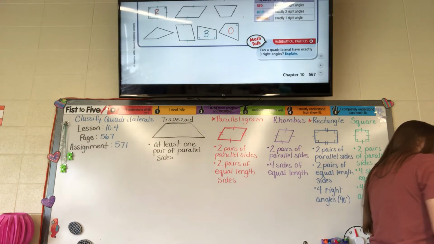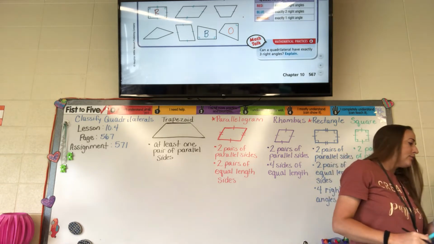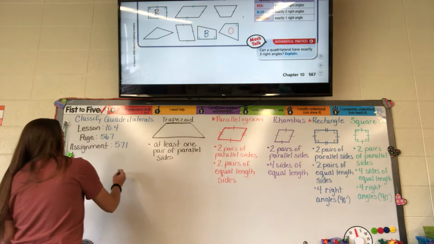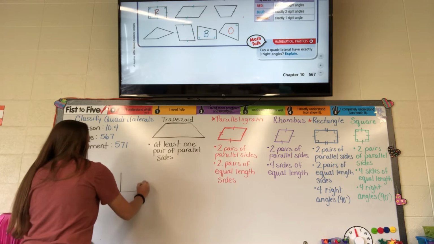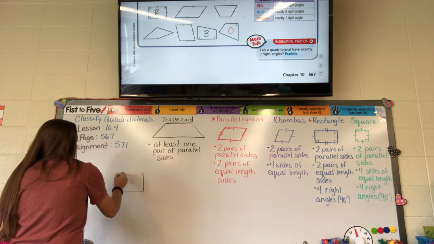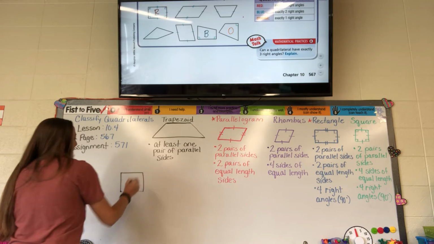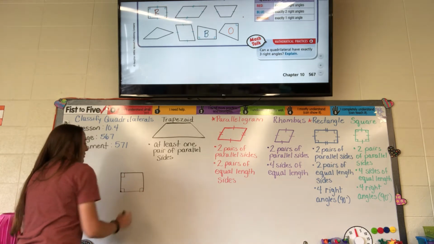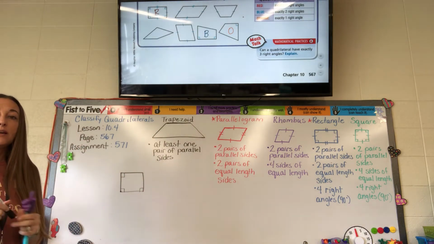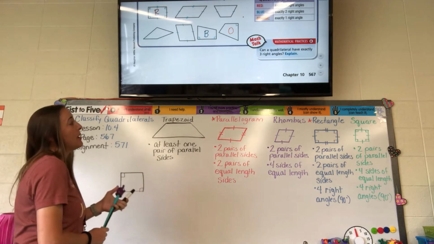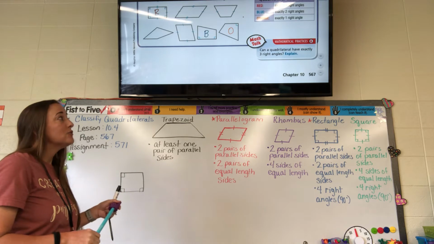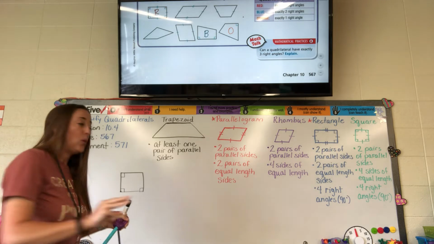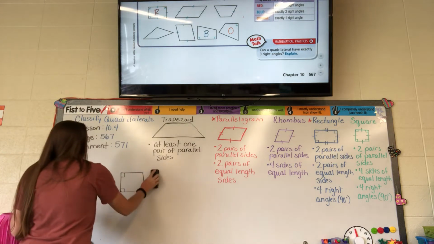It wants to know, can a quadrilateral have exactly 3 right angles? Explain. So, let's see. If we drew a quadrilateral with 3 right angles, it would have to have 4 right angles. I've got 3 right angles here because a quadrilateral is a closed shape made up of 4 lines and 4 angles. So it is not possible for a quadrilateral to have exactly 3 right angles because if it has 3, it's going to have 4. Okay.